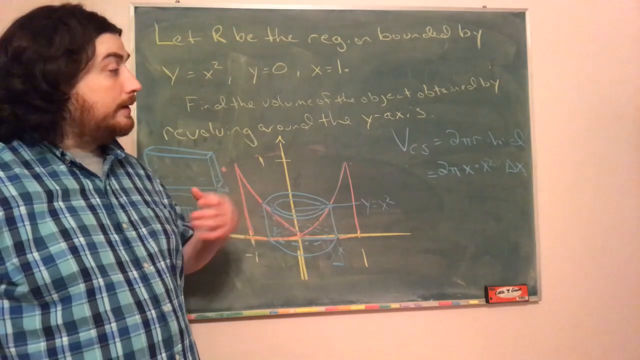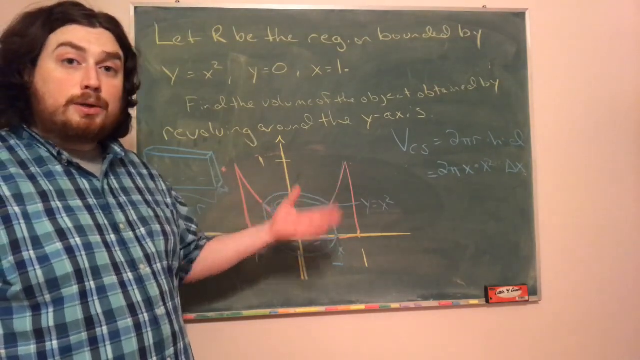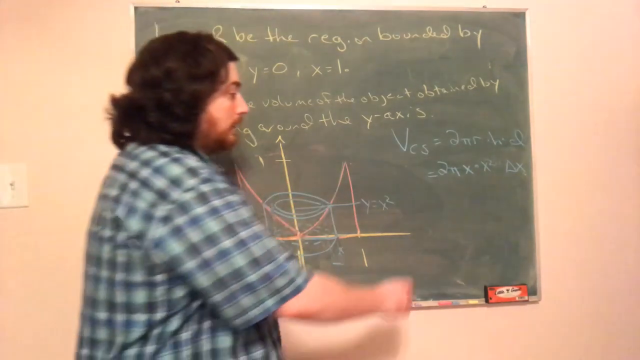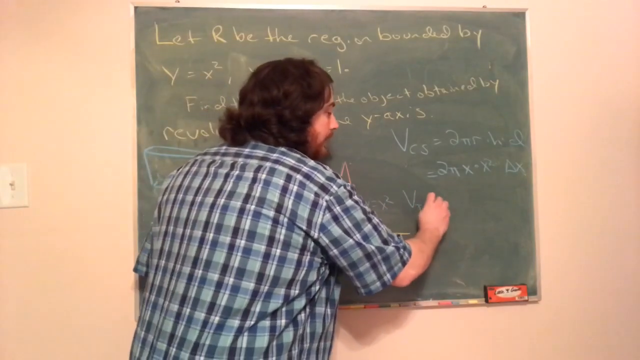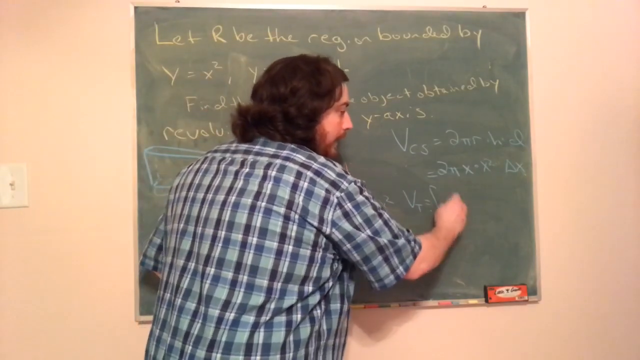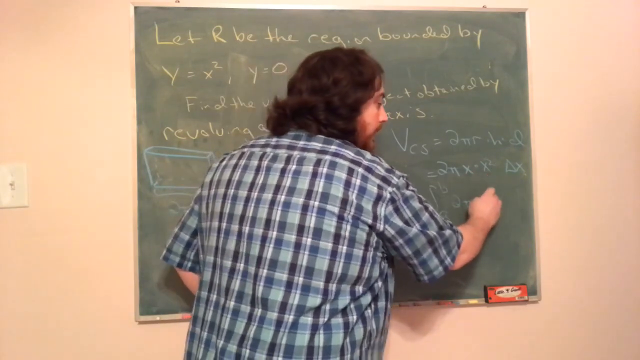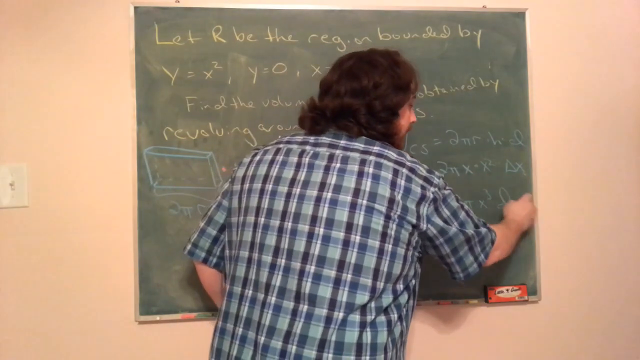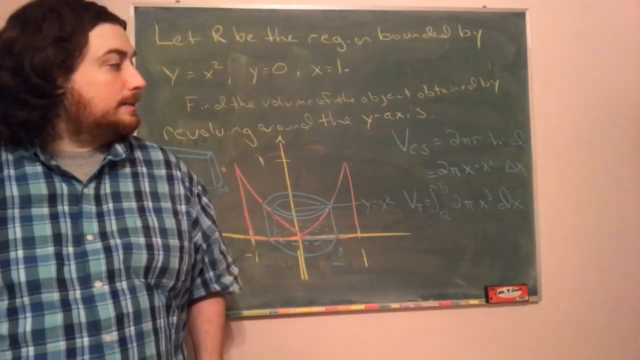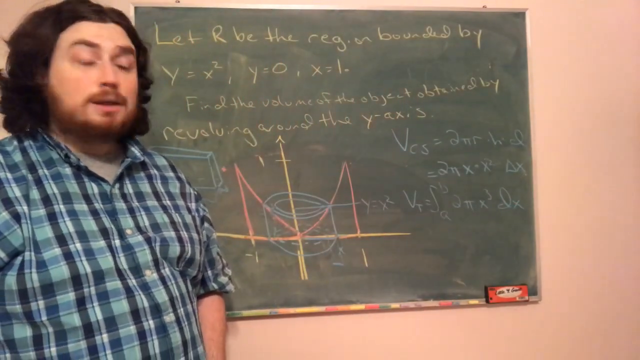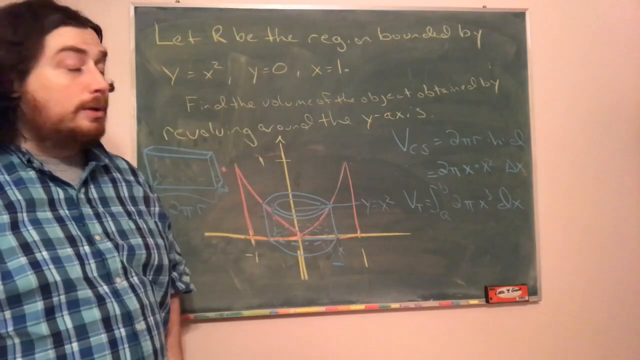Now, if I want to find the total volume, I just have to add up all the volumes of the cross sections by integrating. So the total volume is going to be the integral from a to b of 2 pi, and now since I have x times x squared, I'll just write x cubed. And since we're letting delta x get infinitesimally small, we're going to let that be dx. So we're going to integrate from a to b of 2 pi x cubed dx.